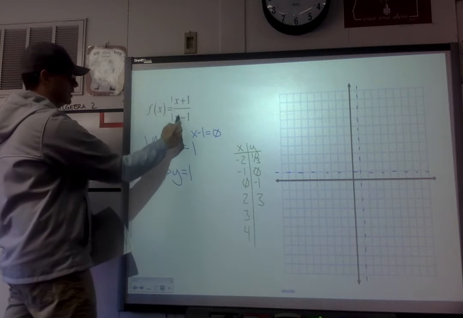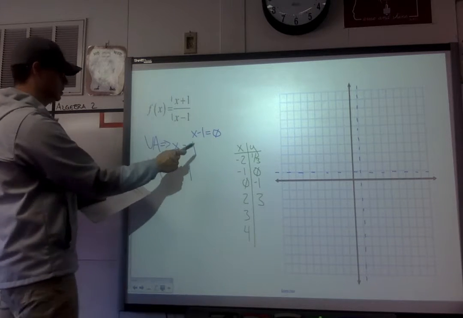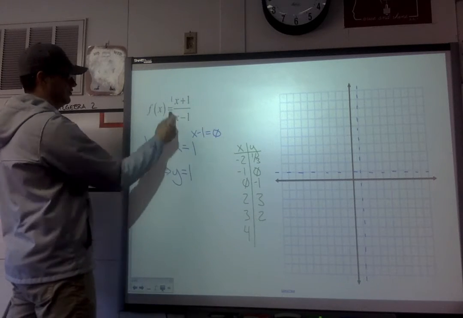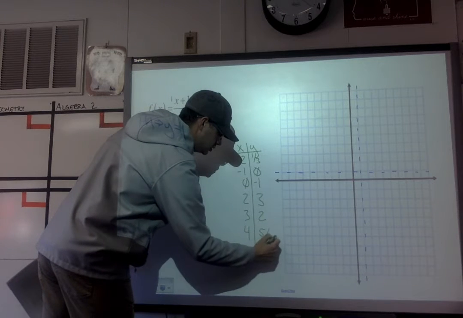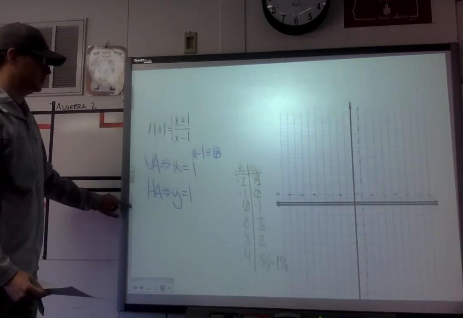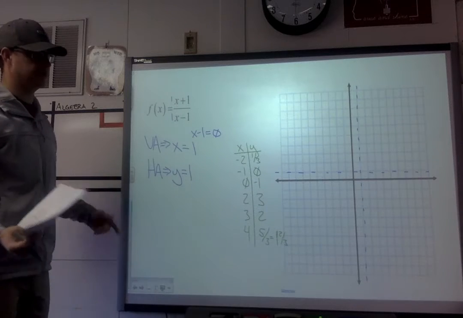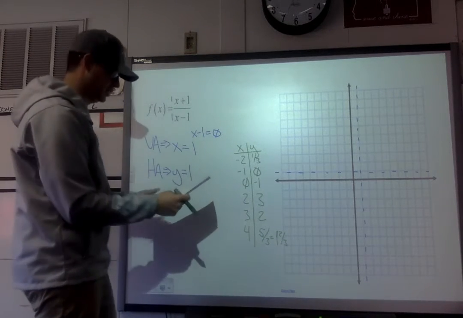Plug in 3, I'm going to get 4 over 2, which is 2. Plug in 4, I'm going to get 5 over 3, which is 1 2/3. So you'll see here, we ended up with the same y values on both of these. That will not always happen. It just happens to be true here.